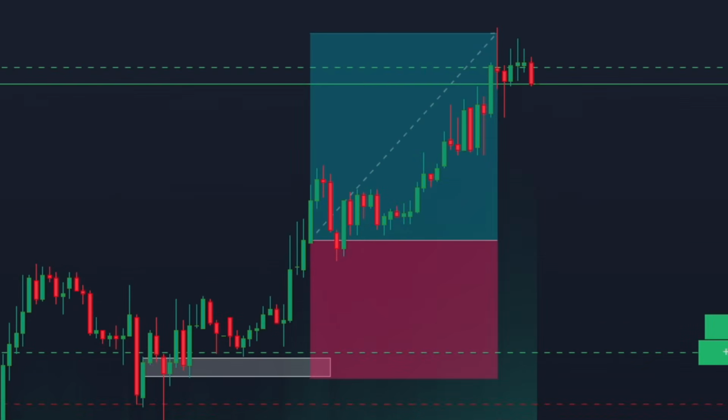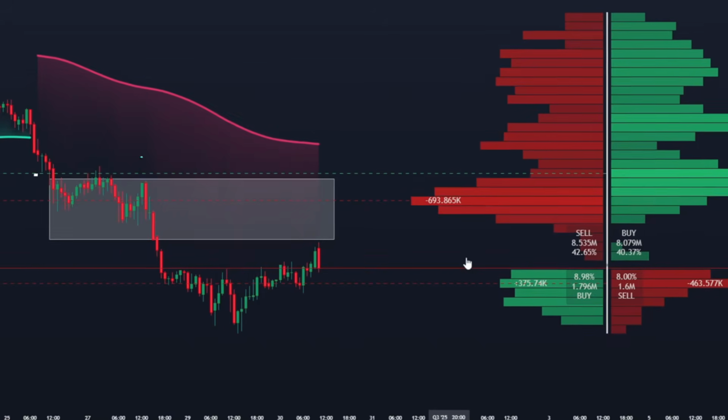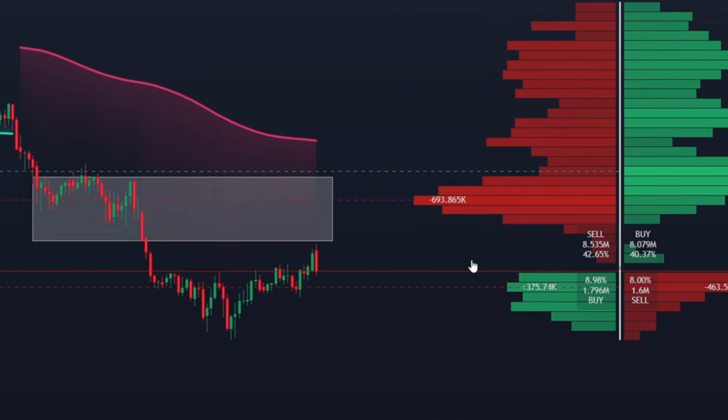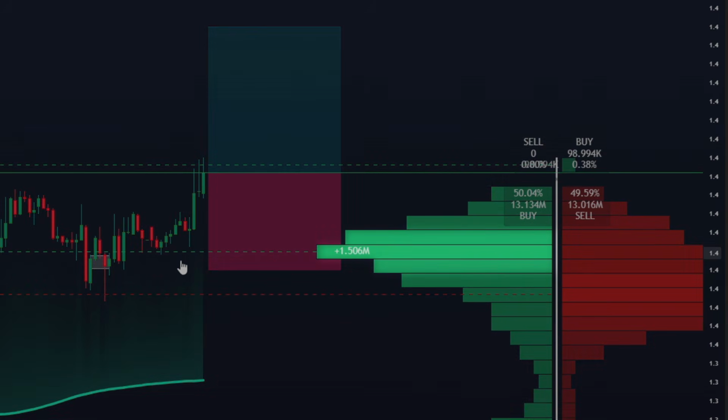Sometimes price reacts perfectly to a level, and it almost feels like magic. It tags a zone, rejects hard, and you're left thinking, why here? What was so special about this price? Most of the time, it's not just a random line on your chart, it's where the most volume actually traded.